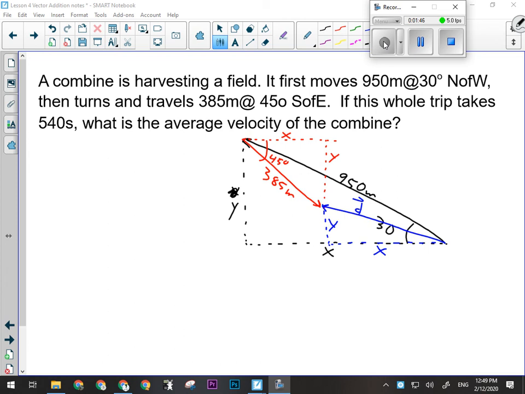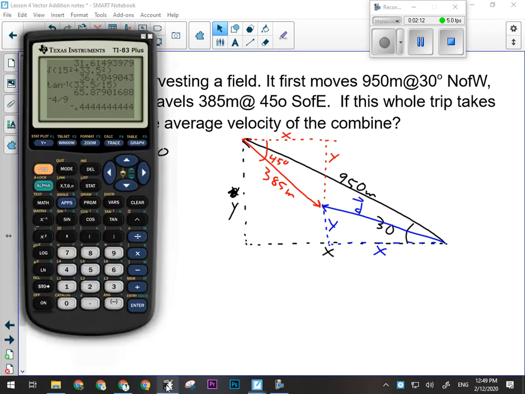So our next step is that we need to calculate all of the horizontal or x components, and all the vertical or y components. We'll start out with the 950 meter long vector. Black x, which is its horizontal component, is the adjacent side to the 30 degree angle, so we're going to use cos for that. So we'll have the cos of 30 times the hypotenuse, which is 950.